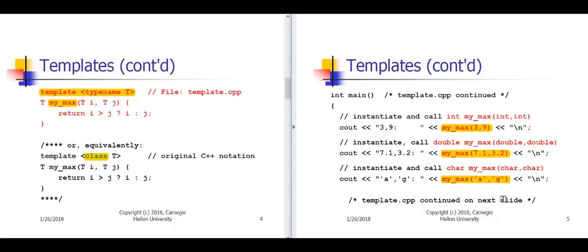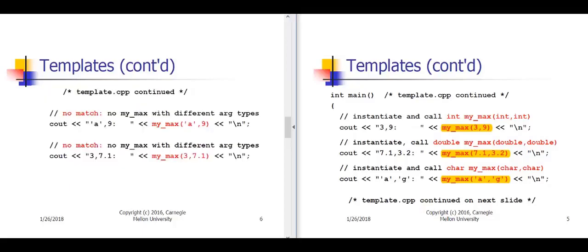So each time you call mymax, if that specific instantiation of mymax does not yet exist, the compiler will create it on the fly, so that you can ask for the mymax of any two comparable objects of the same type. This main function continues on slide 6.